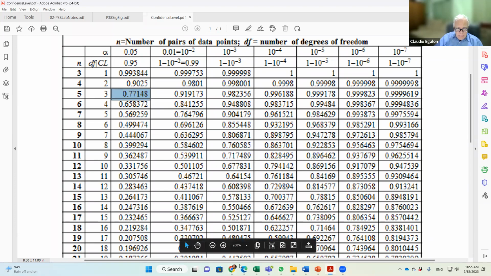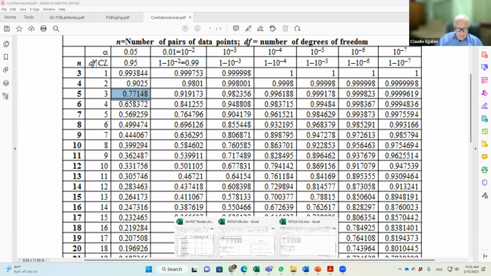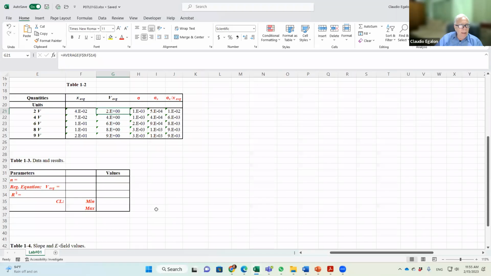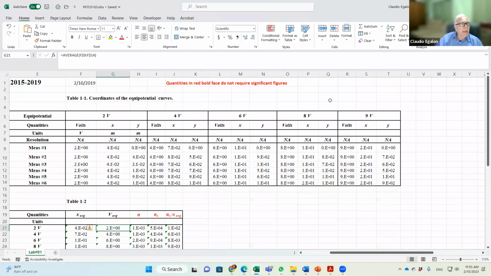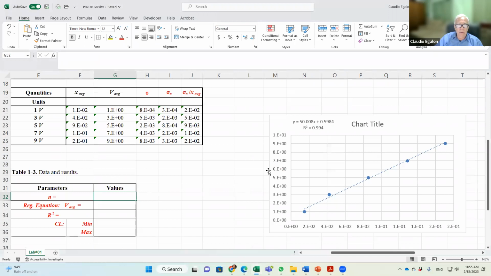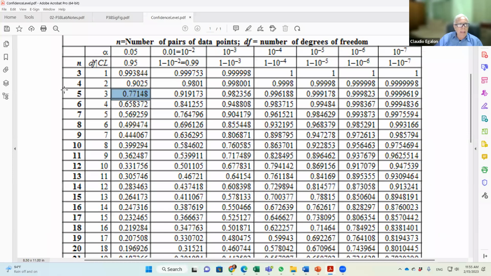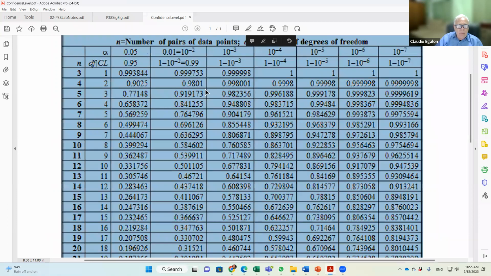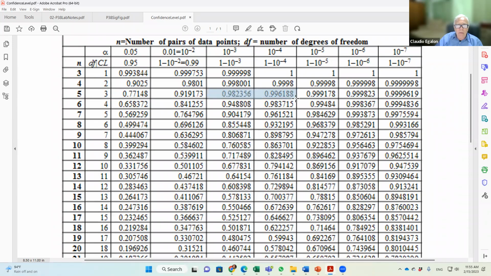Okay, so let's find out the confidence level of my experimental data here. My R square is 0.994. N is equal to 5. 0.994 is somewhere between those two values. You see that? R square is between those two values.